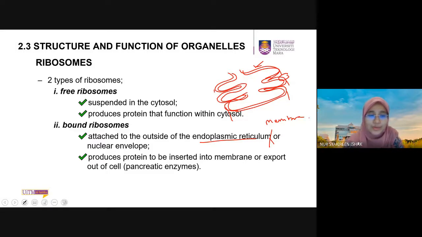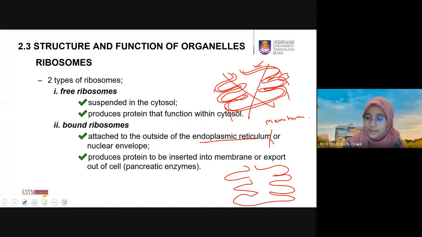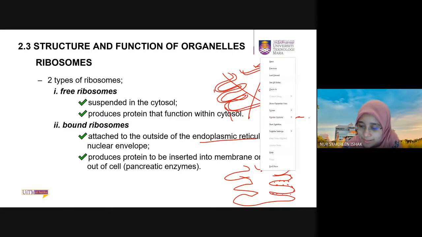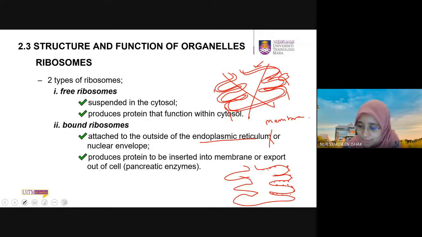So bound ribosomes are attached to the outside of the endoplasmic reticulum. Draw it simply like this. You always have to make sure the ribosomes are attached to the outside of the membrane of the rough ER. If you draw it slightly wrong so that it is on the inside, the structure of the rough ER will be wrong. So the bound ribosomes are on the outside surface of the membrane of the endoplasmic reticulum and also the nuclear envelope. Their function is to produce protein to be inserted into membranes or exported out of the cell.